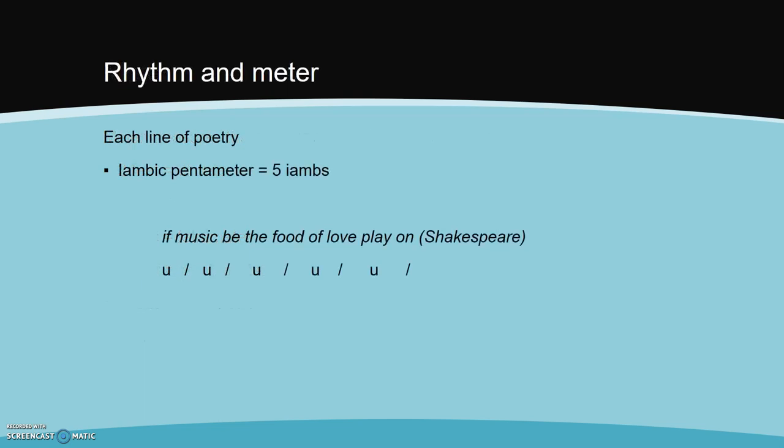Let's take an example of rhythm and meter. I look at each line of the poetry, of the poem. In this case, I have a line of Shakespeare: "If music be the food of love, play on." That's an iambic pentameter. First, I determine that the words are unstressed, stressed. If music be the food of love, play on. So unstressed, stressed, unstressed, stressed, and so on. And if I count the number of iambs in this line, I have 5 iambs. So meaning iambic pentameter.